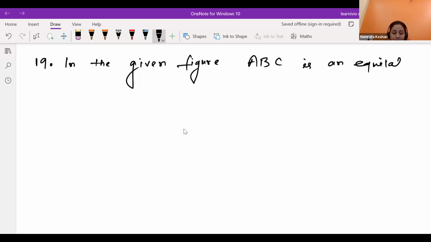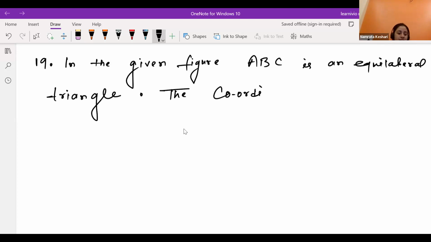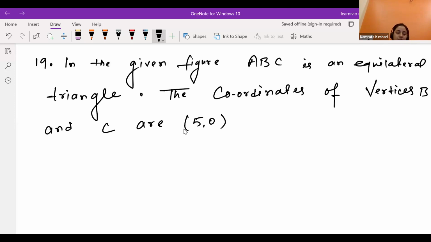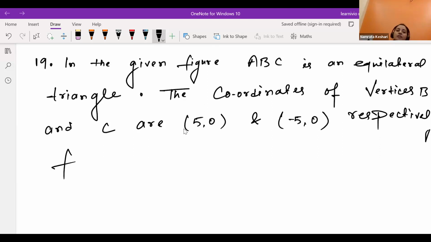ABC is an equilateral triangle. The coordinates of vertices B and C are 5,0 and minus 5,0 respectively. Find the coordinate of vertex A.